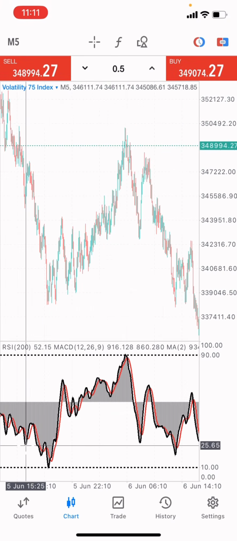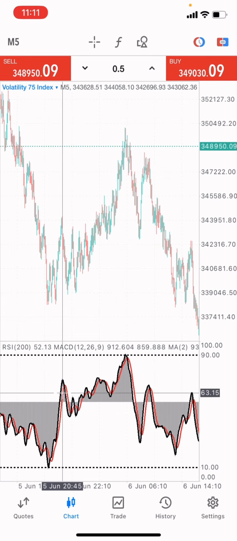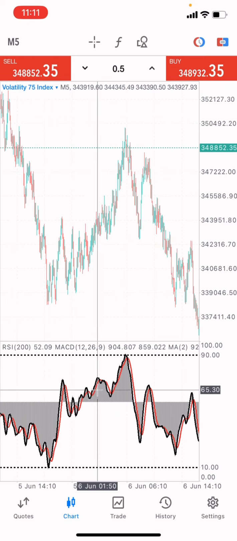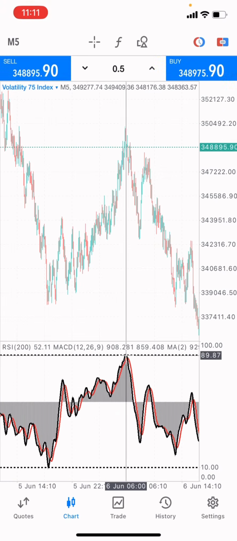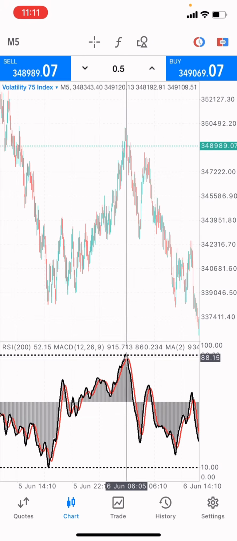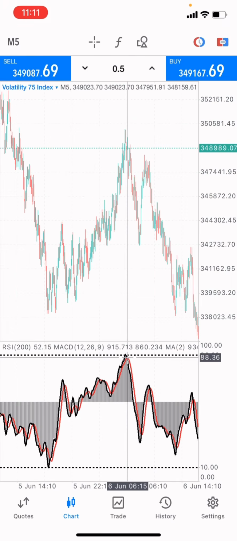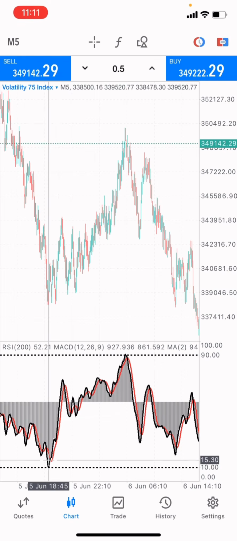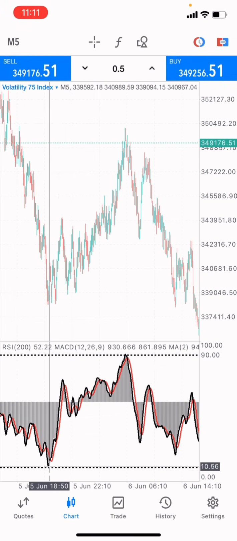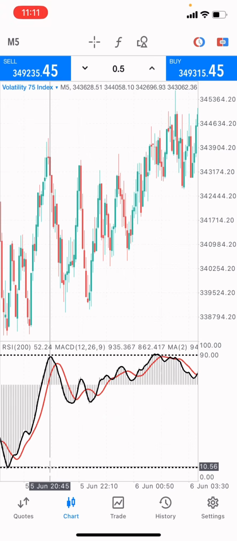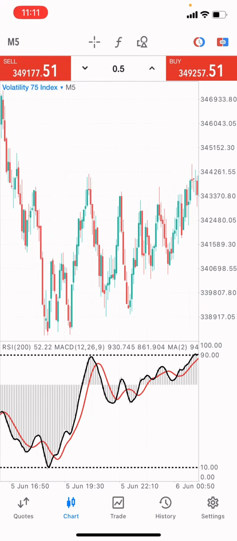With this strategy that I'm showing you guys, you need to wait for the uptrend to reach the level 90. Then you take just 2 candles and you sell, and when it reaches the level 10 in a downtrend, you take just 2 candles and you buy. You take your profit with just those 2 candles, guys.